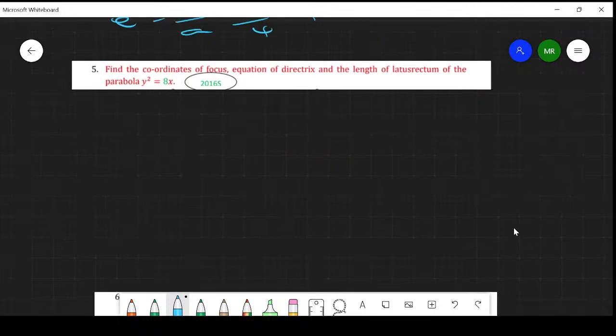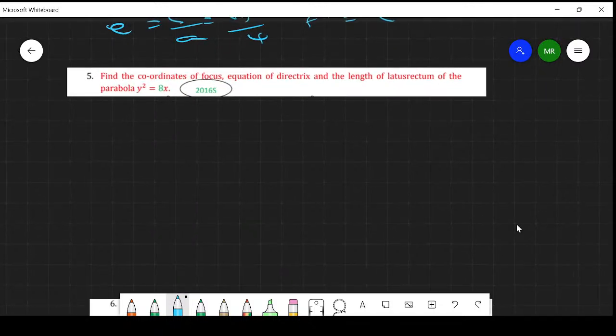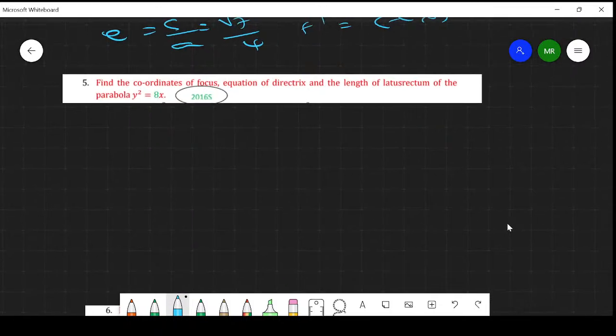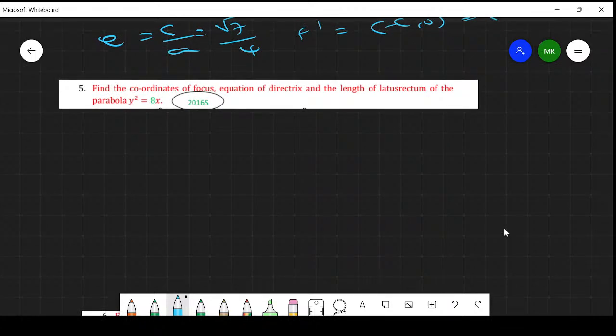Next you can see. Find the coordinates of the focus, equation of directrix and length of the latus rectum of the parabola y square is equal to 8x. In 2016 they asked this problem. When y square equal to 8x is given, they give the parabola directly.